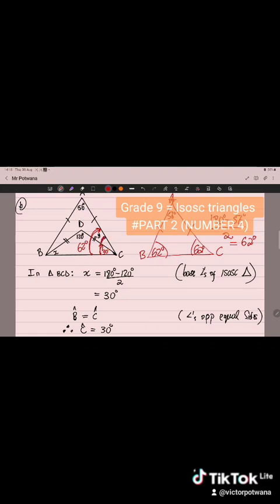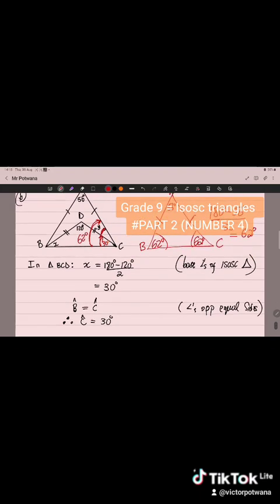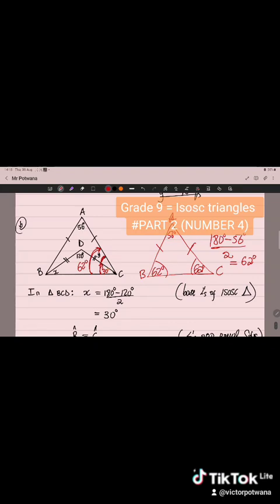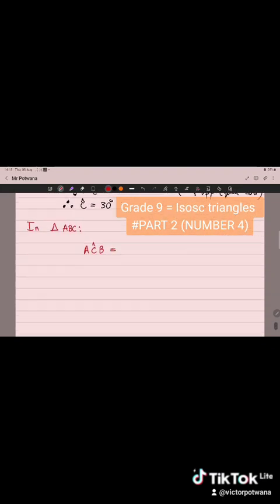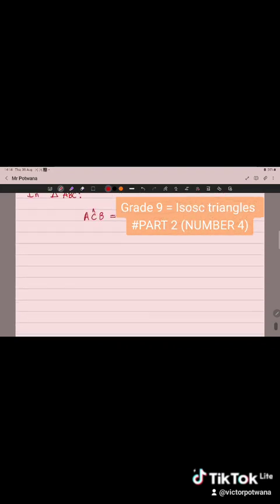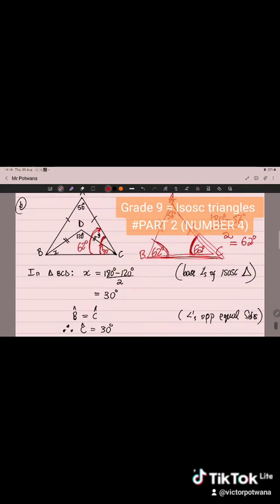Then we are done, guys. So let me just write it down here. So I said in triangle ABC, that means I'm talking only about the bigger one. Angle ACB, I mean this one, so it's 180 degrees minus 56 divided by 2. The answer is 62 degrees. Reason being, that is the base angles of an isosceles triangle. Then automatically this one is also 62.